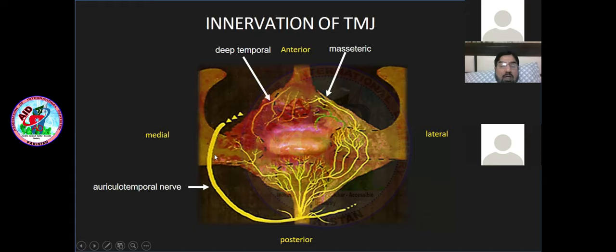The auriculotemporal nerve comes from the medial side, and from the posterior it moves up and gives branches to the posterior aspect of the condylar region. This is the disc, and this is the anterior portion of the condylar region, which is supplied by the masseteric and deep temporal nerves. The lateral portion is supplied by branches of the auriculotemporal nerve, and very little nerve supply goes to the posterior medial aspect, which is also generally by the auriculotemporal. This is the innervation of the temporomandibular joint disc area and the joint area.